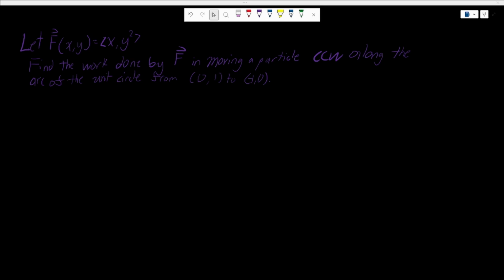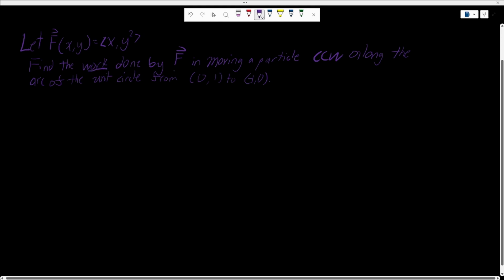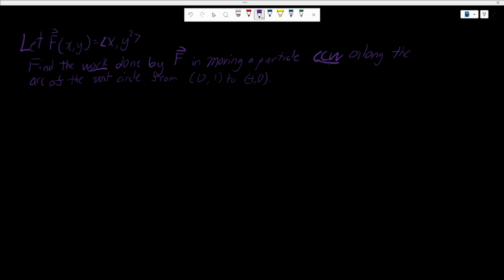Let our vector function F(x, y) equal (x, y squared). Find the work done by our vector function F in moving a particle counterclockwise along the arc of the unit circle from (0, 1) to (-1, 0). Recall that work is equal to the integral of the vector function dotted with dr along our curve C. Our curve is given by the unit circle from the point (0, 1) to (-1, 0).